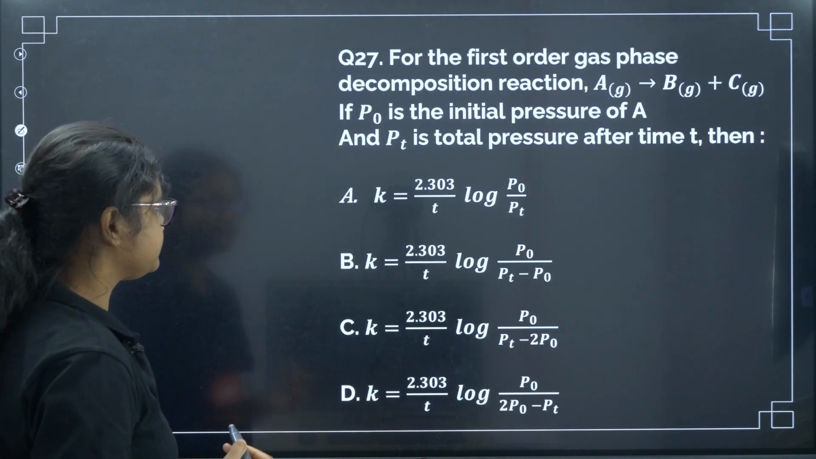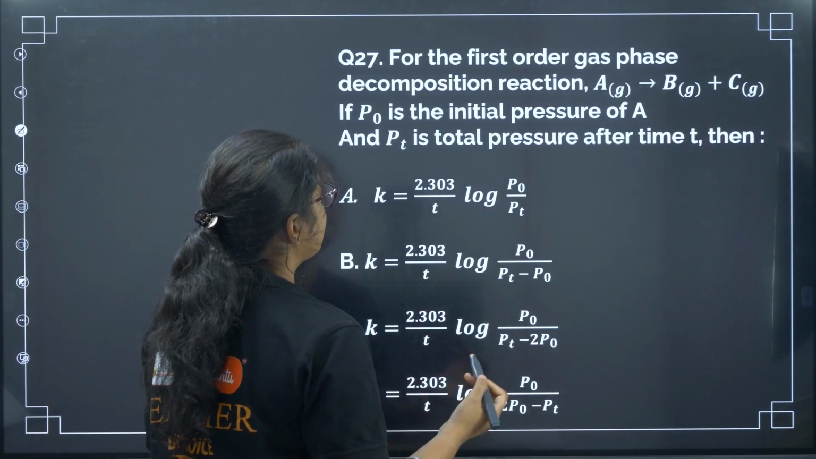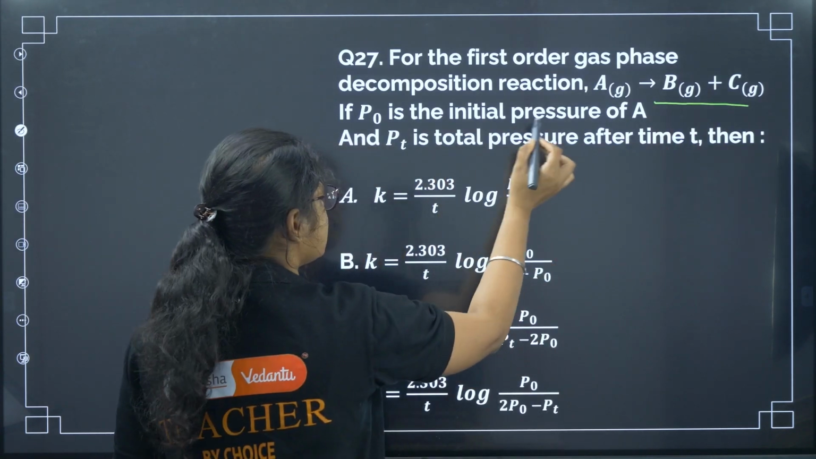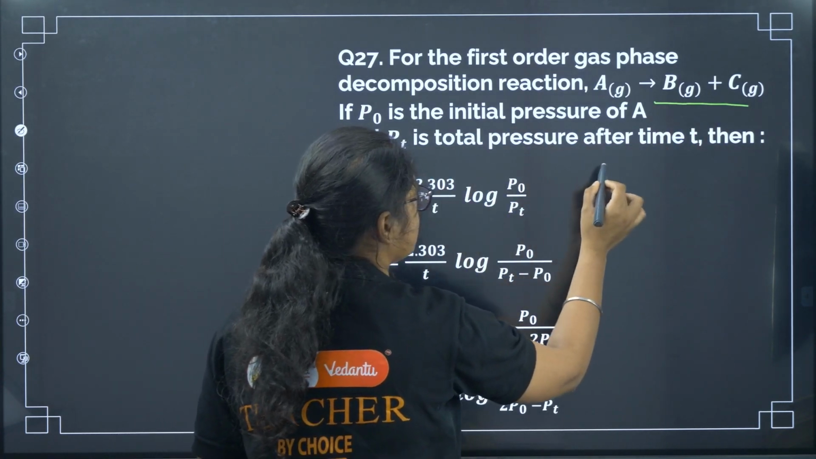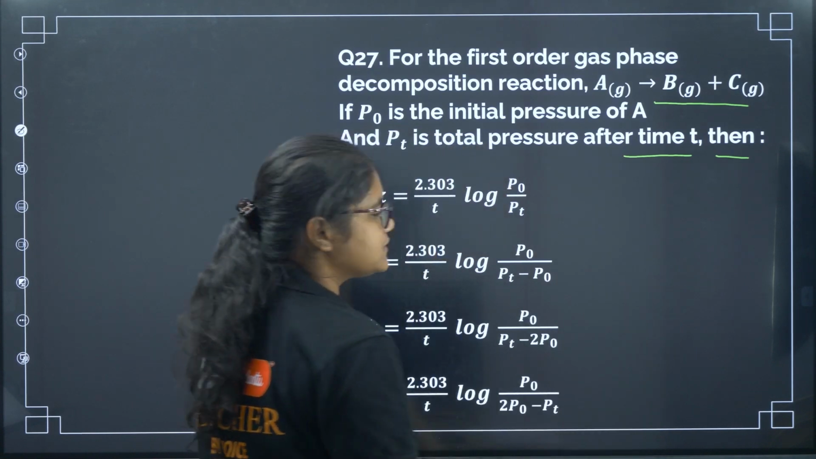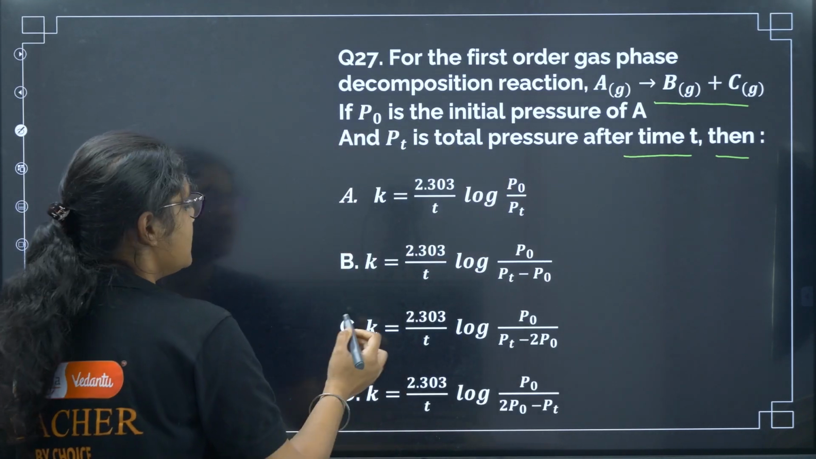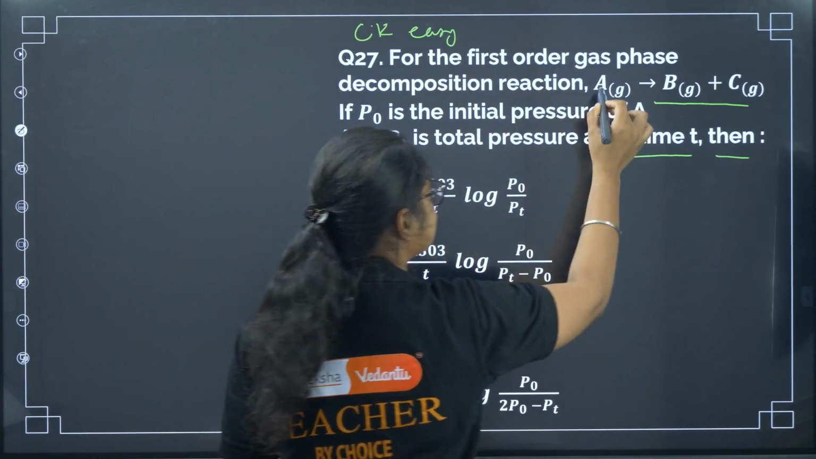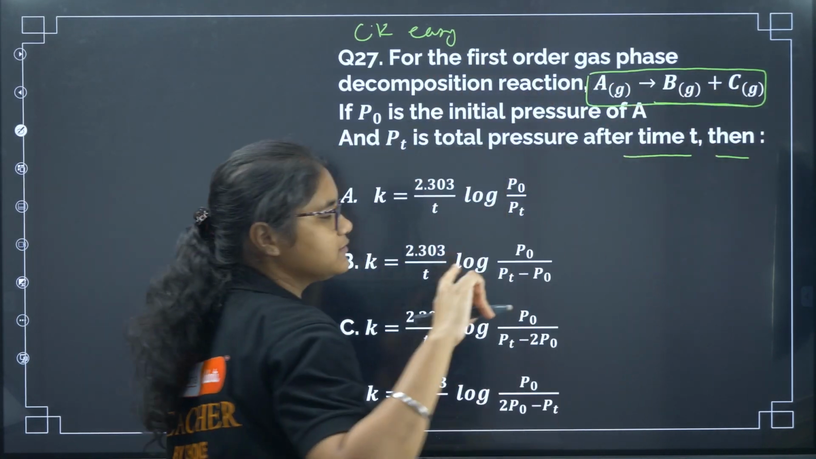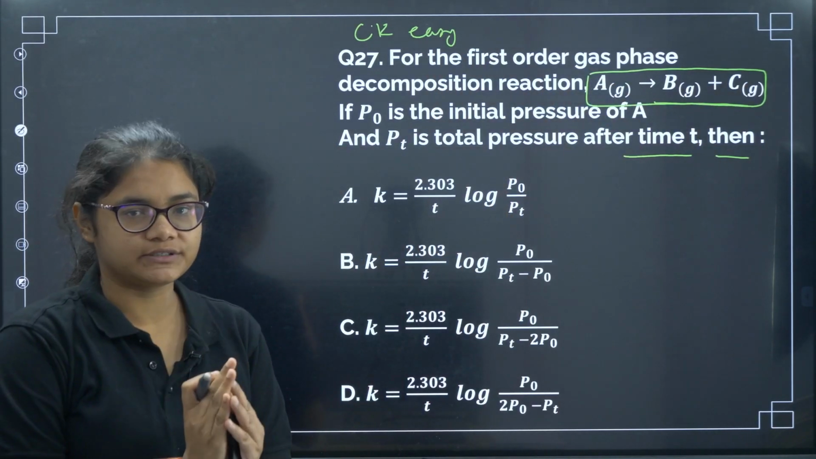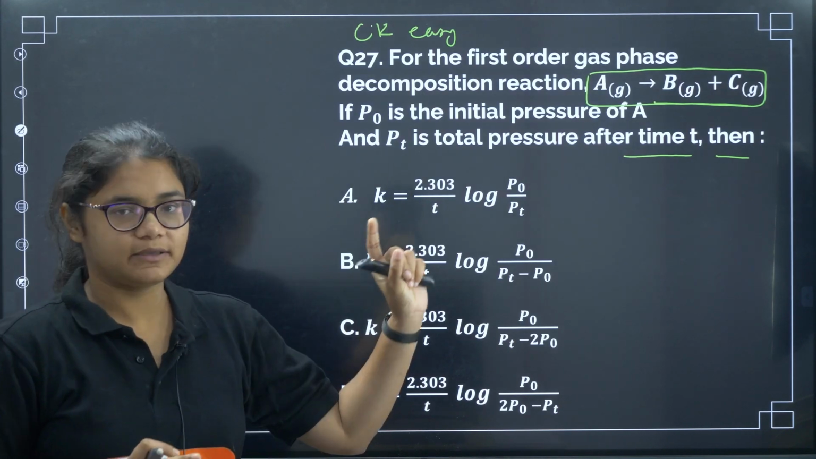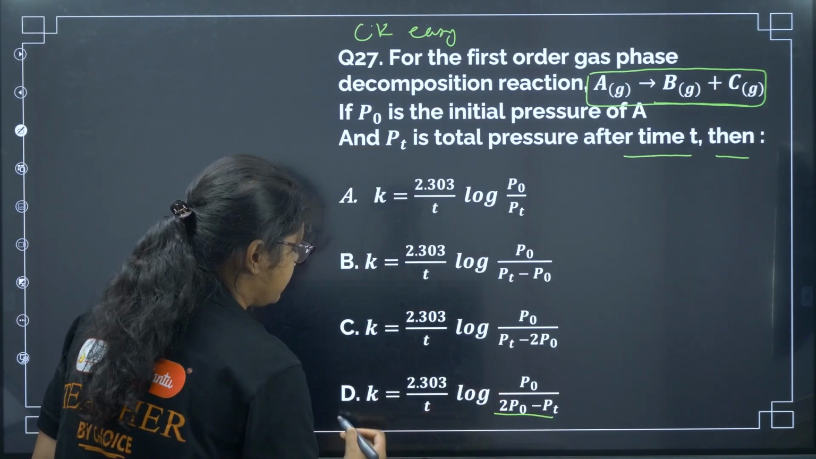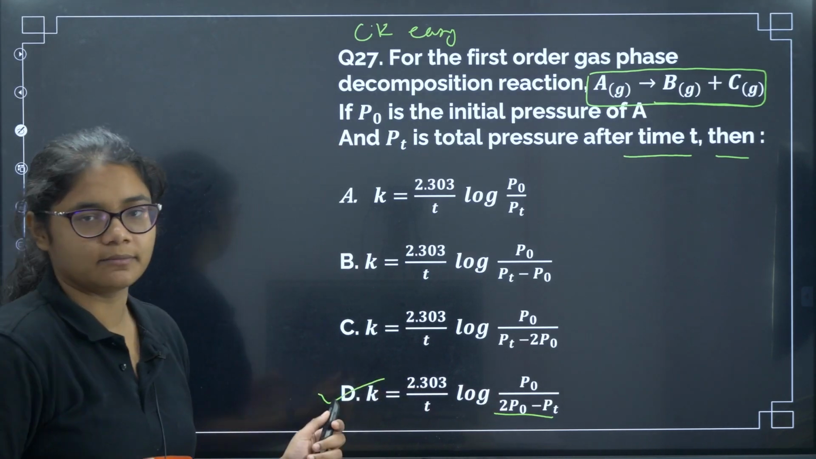Okay, next one. For the first order gas phase decomposition reaction, A gives B plus C, if P0 is the initial pressure of A and Pt is the total pressure after time t, then. So this is a direct formula based question, you can remember. Question from chemical kinetics, easy one. If the gas reaction is in this form, A gives B plus C, there's no other coefficient present, then the formula is P0 by 2 P0 minus Pt. The correct answer is option number D.